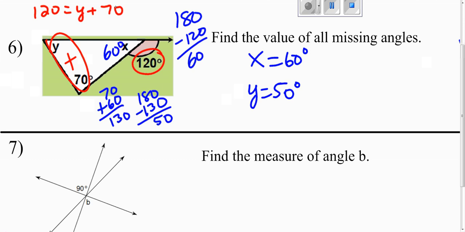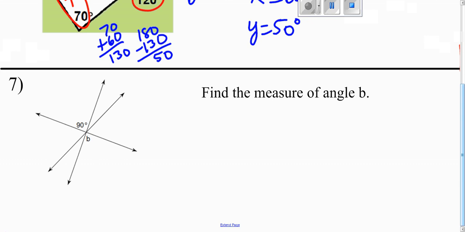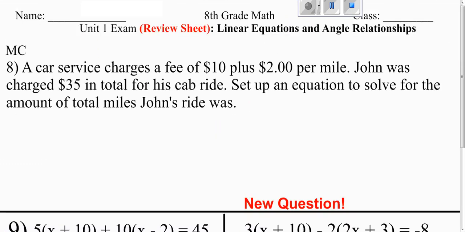So y has to be 50. Number 7, find the measure of angle B. Well, we can see that they give you a 90-degree angle, and an angle B. Those look like vertical angles, so B also equals 90 degrees, because vertical angles are congruent.